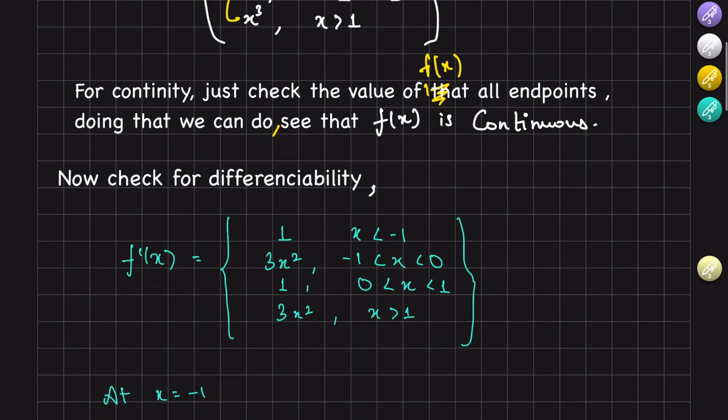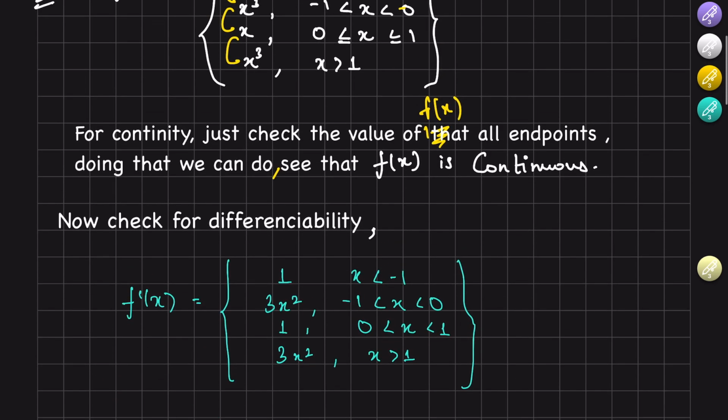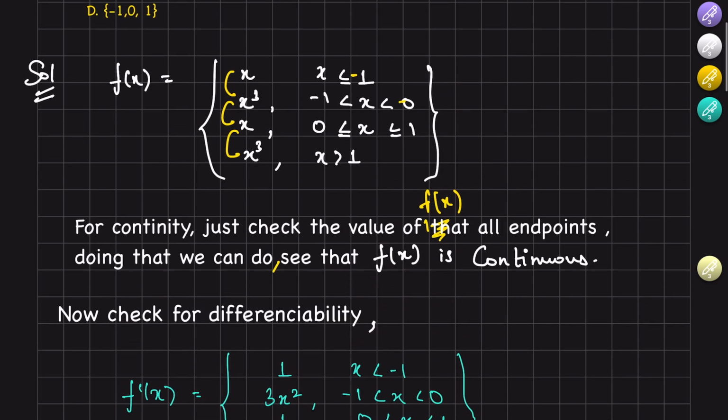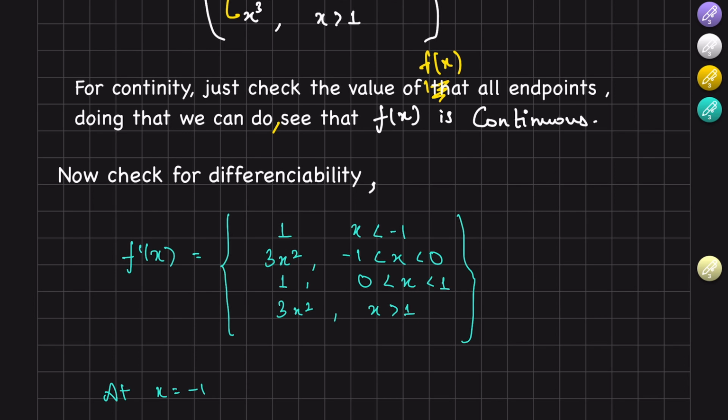For checking the differentiability, what we can do is differentiate the function like this. So the derivative of x is 1.